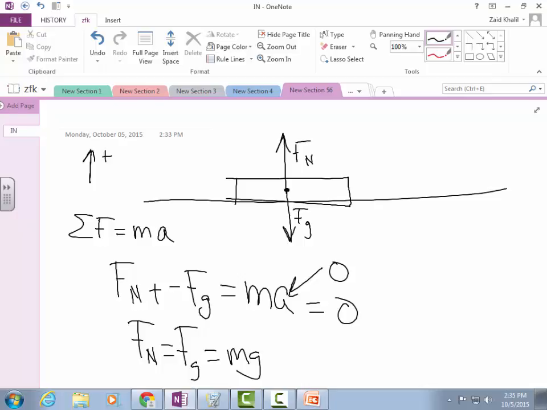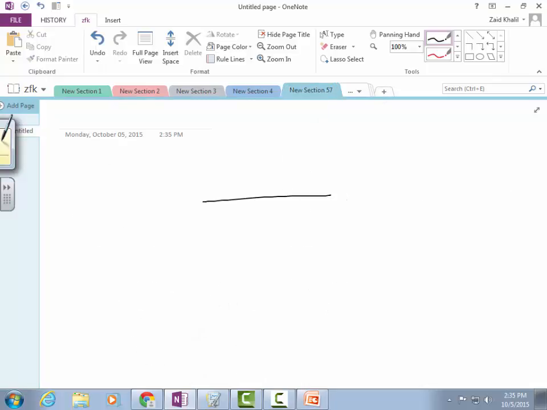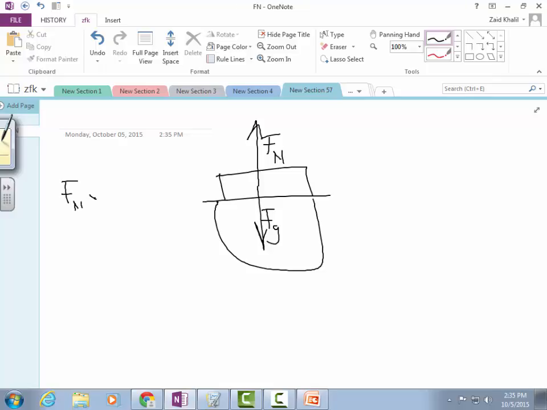So notice what we really just answered is you put a book on a scale. What are the forces on the book? Gravity and normal force, right? Notice net force is Fn plus negative Fg. Is it accelerating? No. So that's 0. Fn equals Fg, which tells you that the scale gives you the weight.